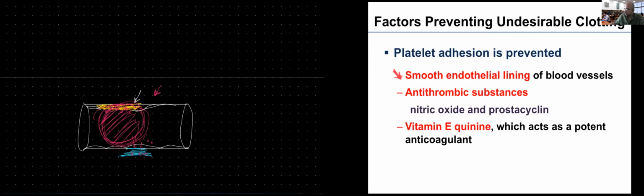All right, so normally why doesn't this happen? Because you've got this smooth endothelial lining covering the inside of your blood vessels. You've also got anti-thrombotic substances. This includes nitric oxide and prostacyclin. Vitamin E quinone also acts as an anticoagulant normally present in your body.